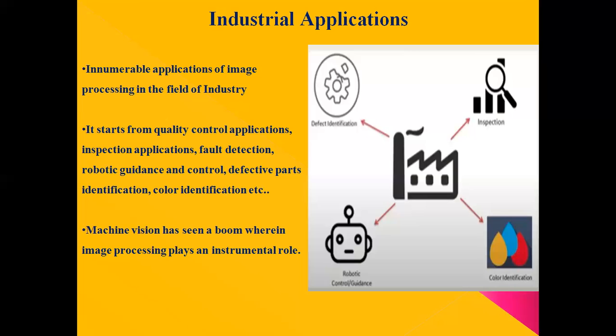Color identification is one of the major applications of image processing. Different colors have different wavelengths in the frequency spectrum. Based on their wavelength, the image processing system identifies the colors. Take an example of a milk packaging industry. Change in the color of the milk can be identified. Different trucks for packaging can be identified and packed at a faster pace, accurately. Machine learning has seen a boom wherein image processing plays an instrumental role.